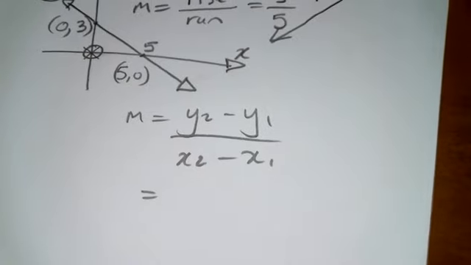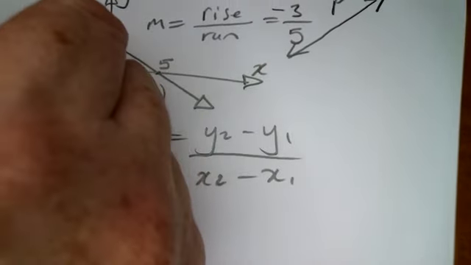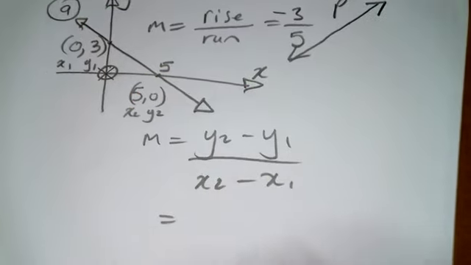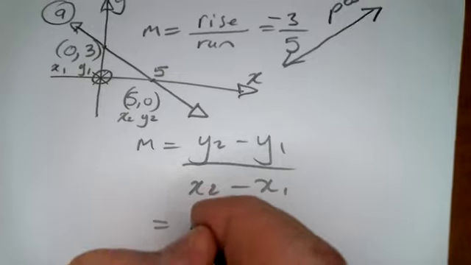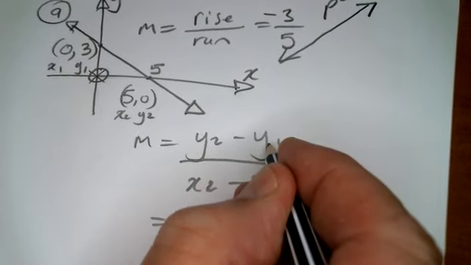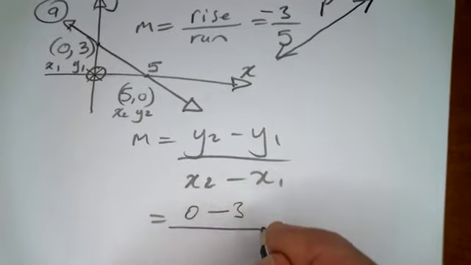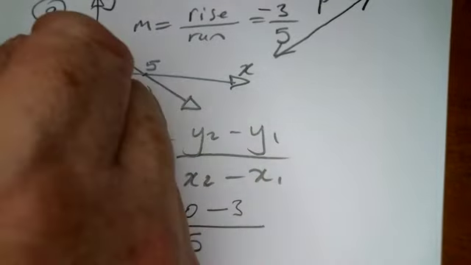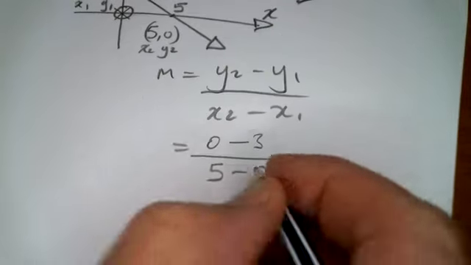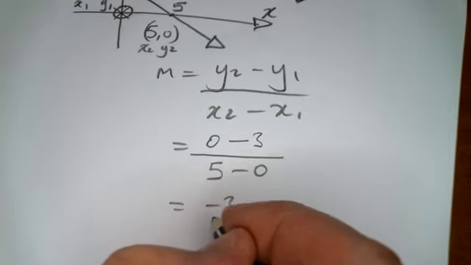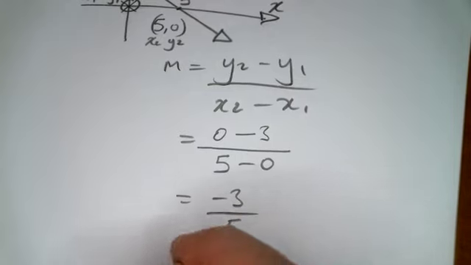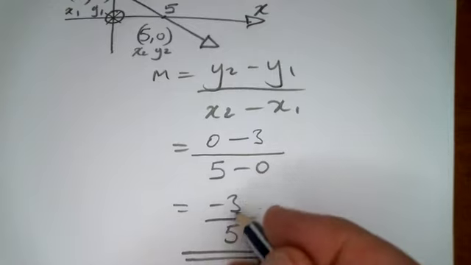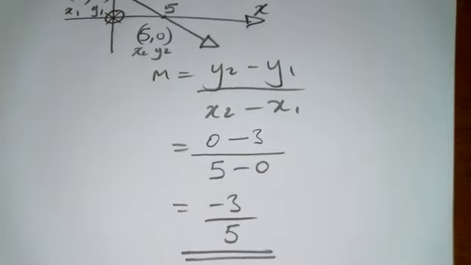So I'm just going to call this x1 and y1, and this x2 and y2. So we've got y2, which is 0, minus y1, which is 3, over x2, which is 5, minus x1, which is 0. And 0 minus 3 is minus 3 on 5. And there is our gradient. Now, normally, of course, when you do this, you ask the question, well, could I simplify this? In this case, we can't, so that is the gradient.